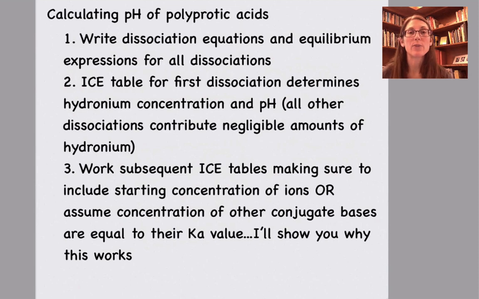So if you want to calculate the pH of a polyprotic acid, it's not hard. You're going to write a dissociation equation and equilibrium expression for all the dissociations. You're going to make an ice table for that first dissociation because that's really going to determine what your pH is. And then if you wanted to know what the concentration of all those other further conjugate bases were resulting from the second or from the third deprotonation, you could work subsequent ice tables, which is the most rigorous way to do it, or you can assume that the concentration of all those other conjugate bases are equal to their Ka values. And I'm going to show you using an ice table why that works.